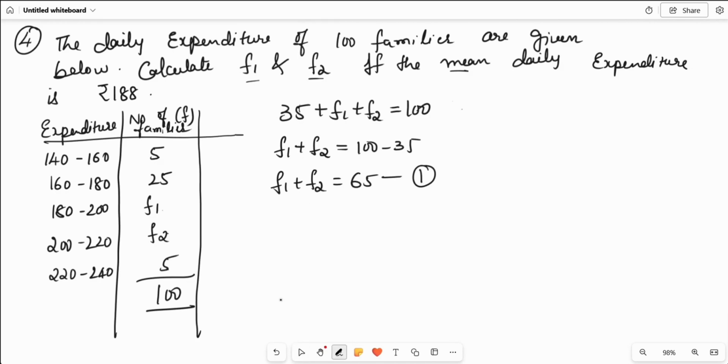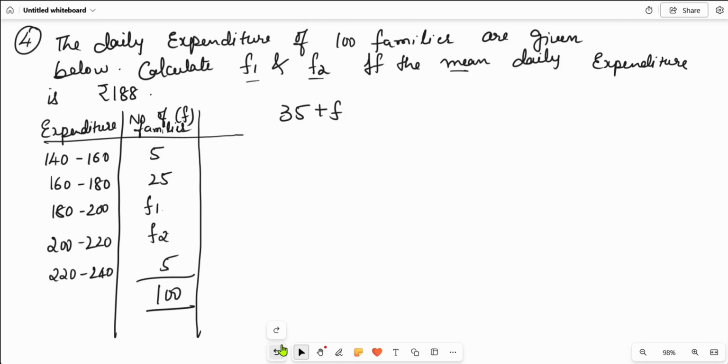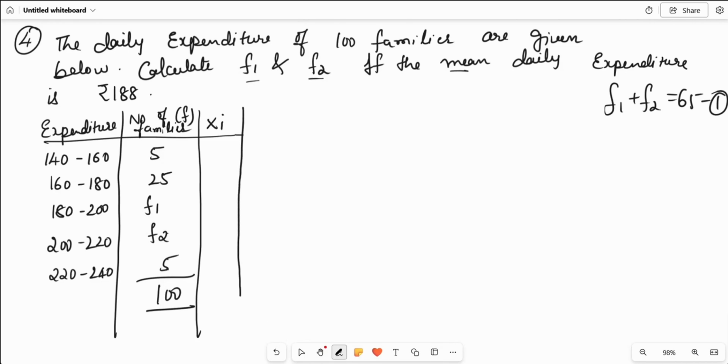I will write this on this side, the table. So we got F1 plus F2 is equal to 65, first equation. Now the number of families, the sum, it is 100. Okay. So first calculate the xi. We know the mean value from that formula. You have to find the other equation.